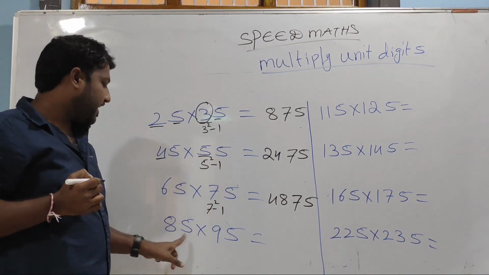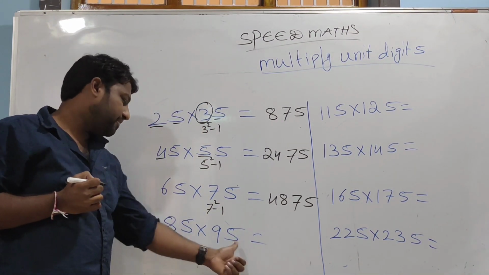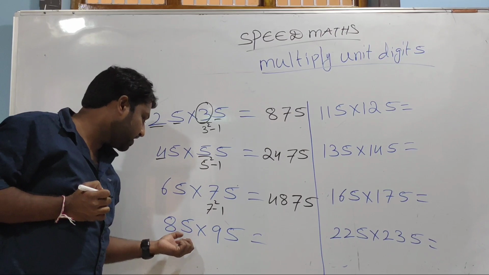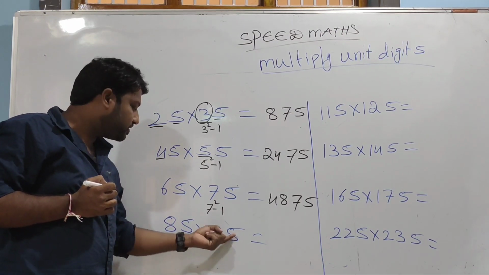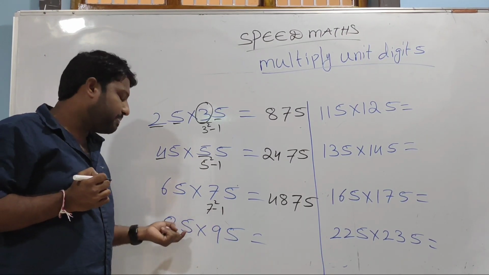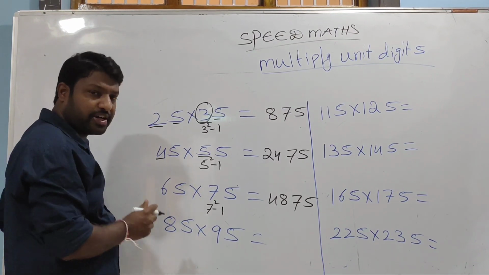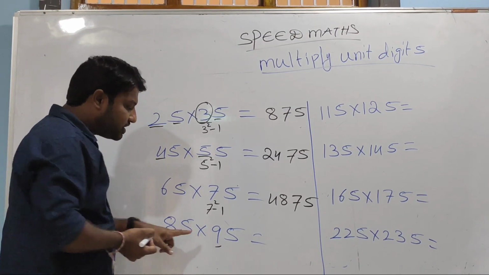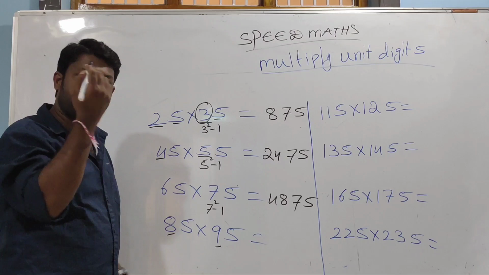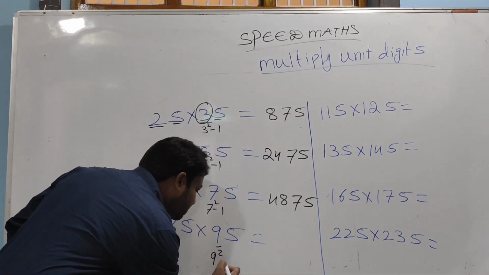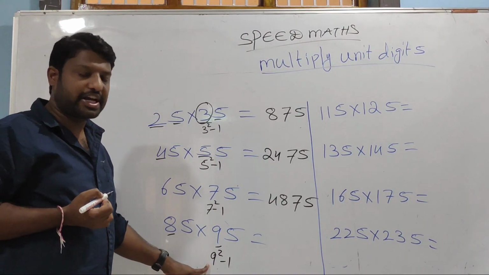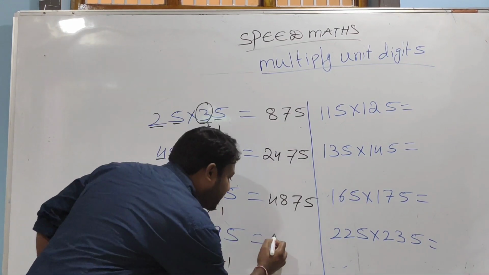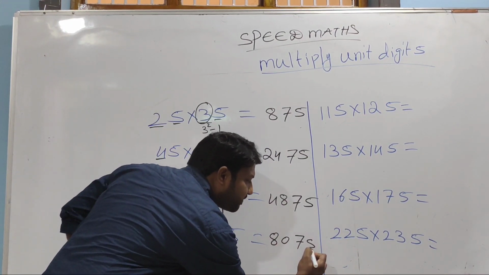Here also the same thing. 85 and 95. The last digit is 5. The first condition is satisfied. For the second condition, the difference between these two numbers should be 10. 95 minus 85 is 10. Both conditions are satisfied. Whichever is larger, 9 is larger. So the square of that number, 9 square minus 1. 9 square is 81. Minus 1 is 80. So 80, and you should write the last two digits as 75.